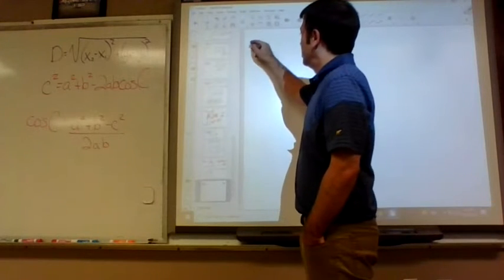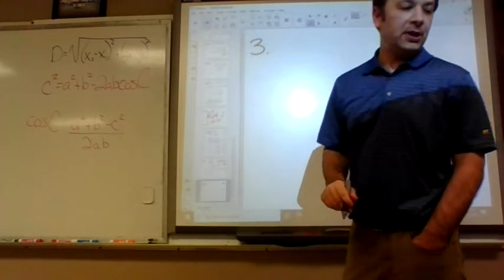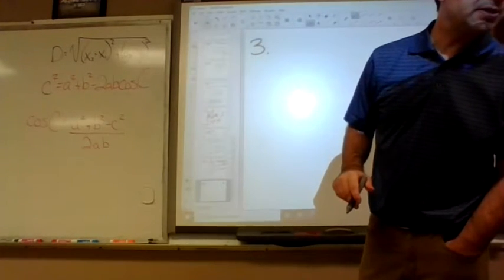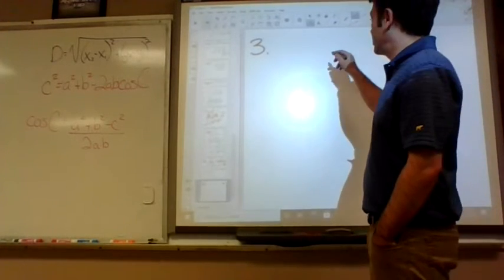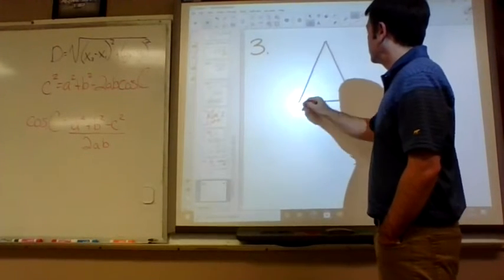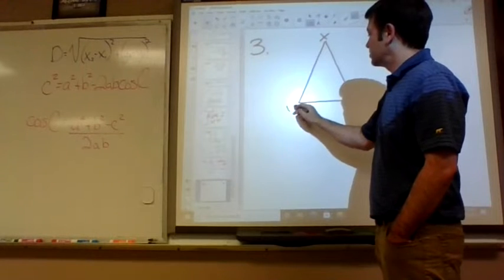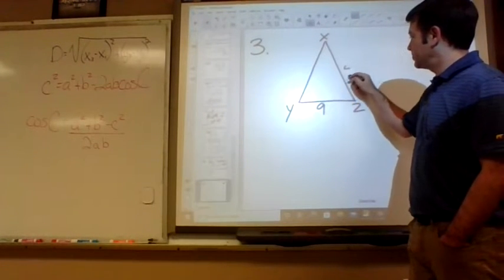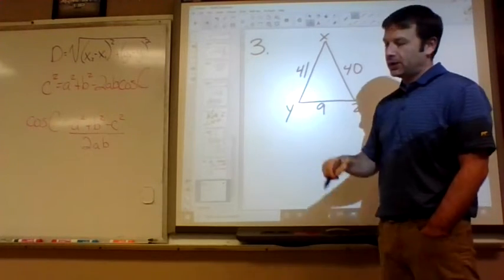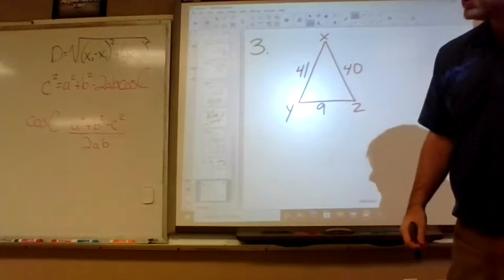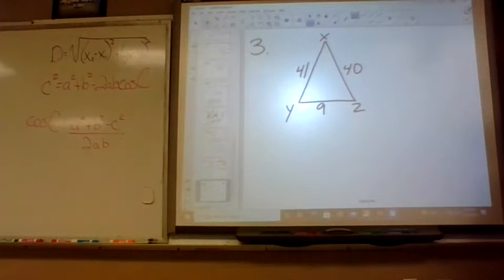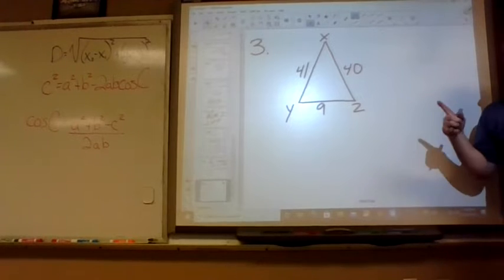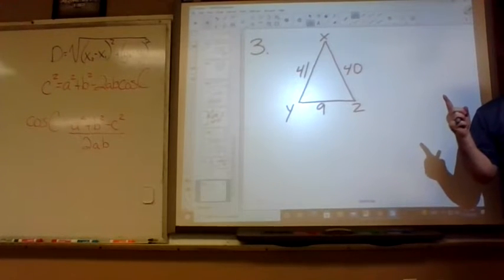Okay. Number 3. X is 9, Y is 40, Z is 41. On this one, they're giving us side, side, side. So we need the law of cosines.